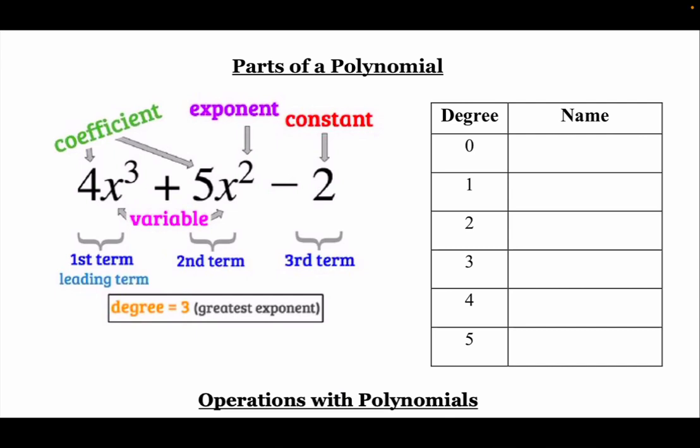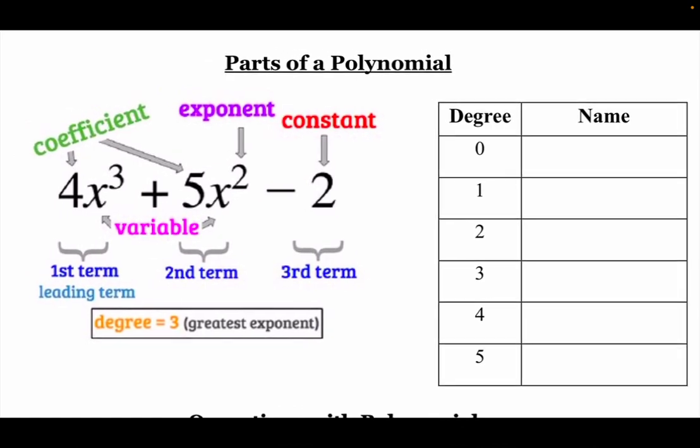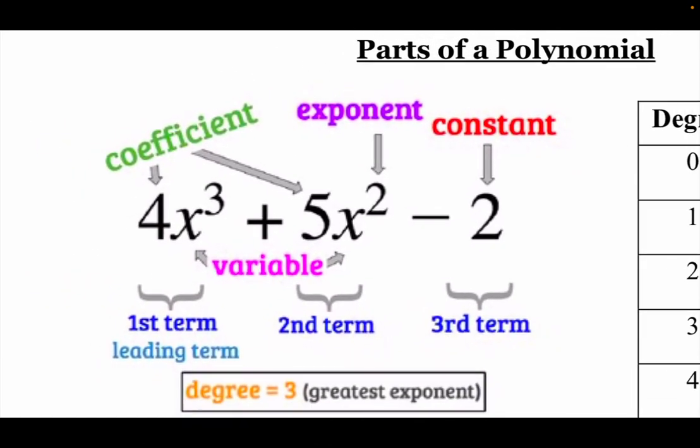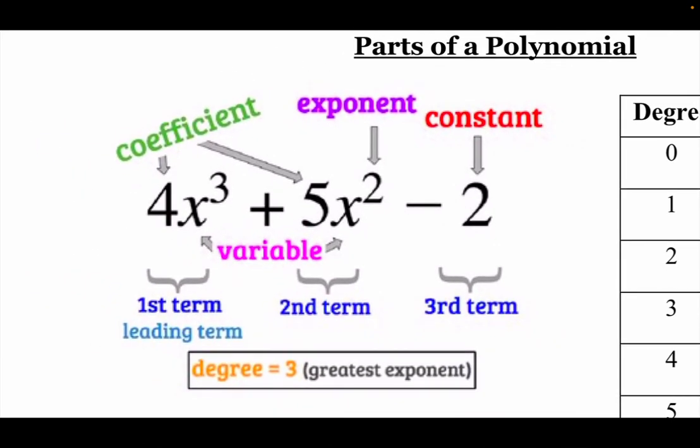So first of all, what is a polynomial? A polynomial has all these parts here. It has something called a coefficient. A coefficient is a number in front of a letter. So negative 2 is not a coefficient. It has a different name. It's called a constant because it doesn't have a letter. Exponent, you guys know what an exponent is.